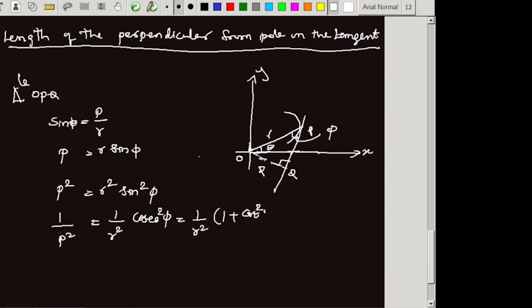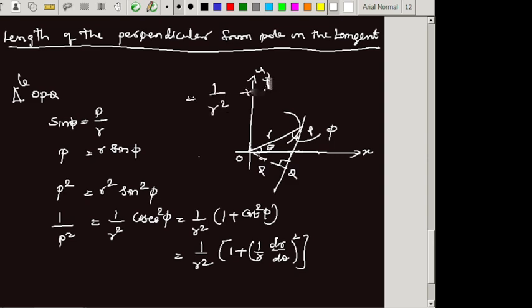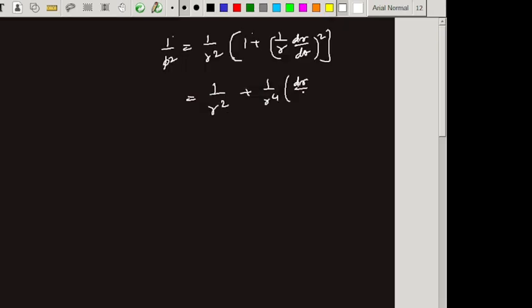So here 1/r squared into (1 plus cot squared φ) can be written as 1/r squared into (1 plus (1/r dr/dθ) whole squared). This gives 1/r squared plus 1/r to the power 4 into (dr/dθ) whole squared. So this is nothing but 1/P squared. Here the pedal equation is nothing but the relation between P and r.